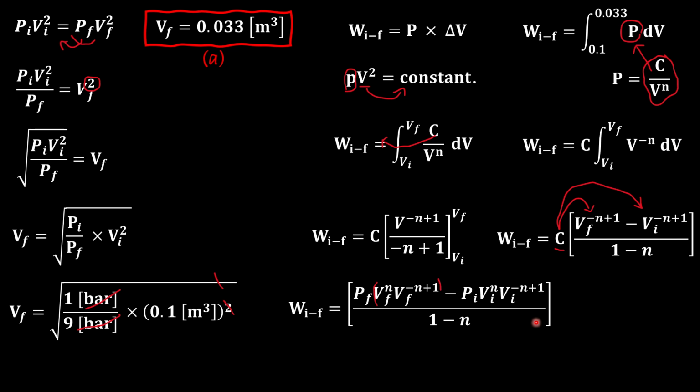So what we will do in here is that we will use the exponent rules. Now we will use the product rule for exponents. So a to the power m times a to the power n equal to a to the power m plus n. So here it will be n plus minus n plus 1. So n minus n will be 0. So you will be left with V final to the power 1.